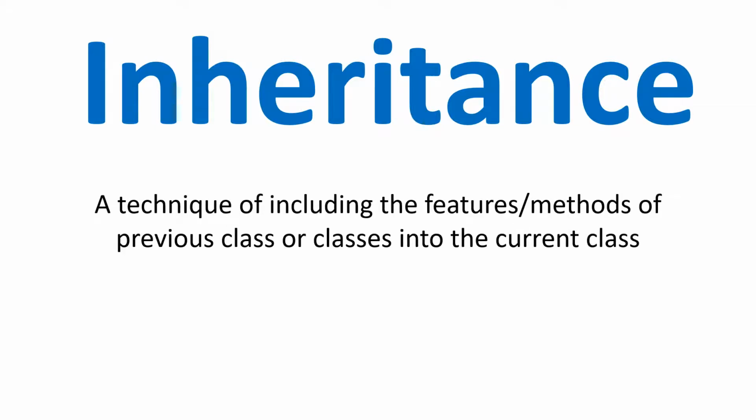Inheritance in Python. What is inheritance? Like the name itself suggests, it's nothing but a technique of including the features or methods of previous classes or class into the current class. All the previous classes will be referred to as parent class and the current one will be referred to as child class. Taking the features or methods from the previous class into the current one is called inheritance.